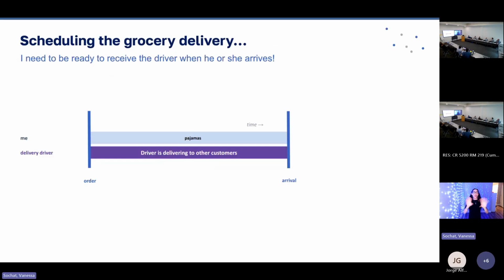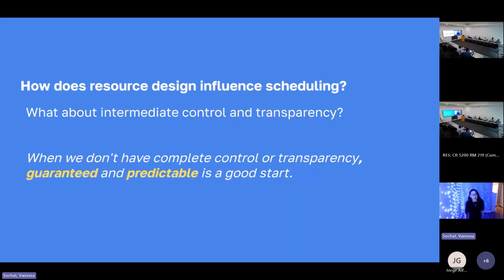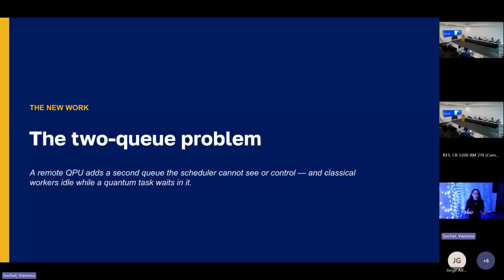And so now if we visualize scheduling the grocery delivery, what we see is that we make the order. We have a period when we are waiting, we're in our pajamas, the driver is delivering to other customers, and there is some arrival time at which point we need to be presentable and the driver is going to say, hello, I'm here. I hope you are ready too. And the lesson from this is that when we don't have complete control or transparency, guaranteed and predictable is a good start.